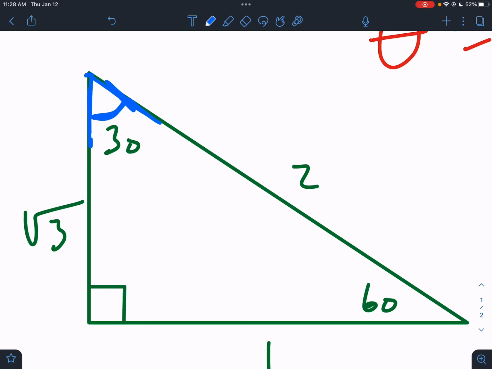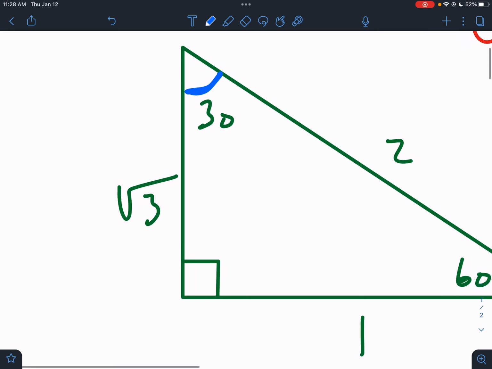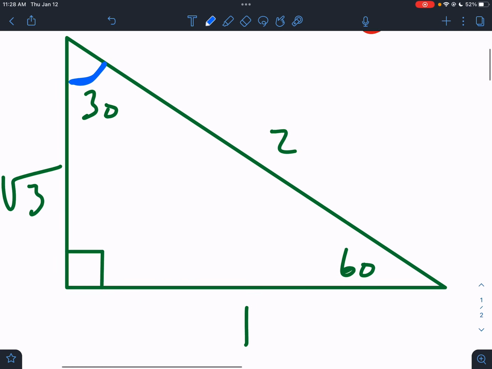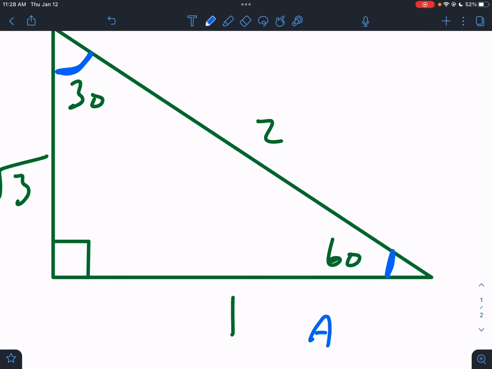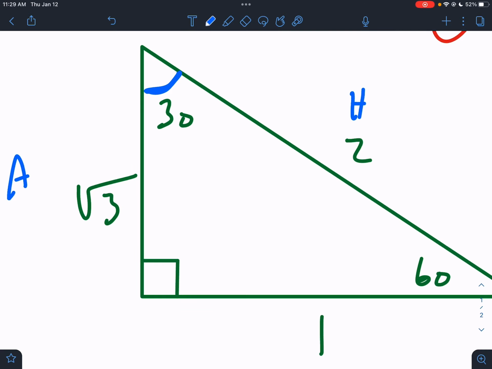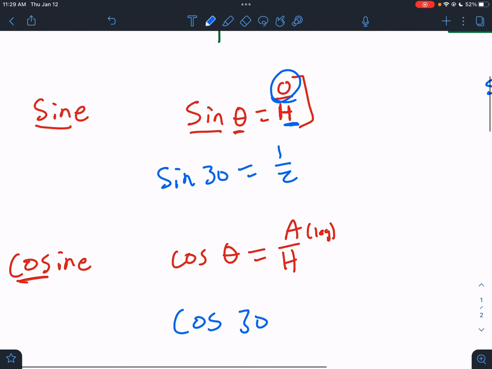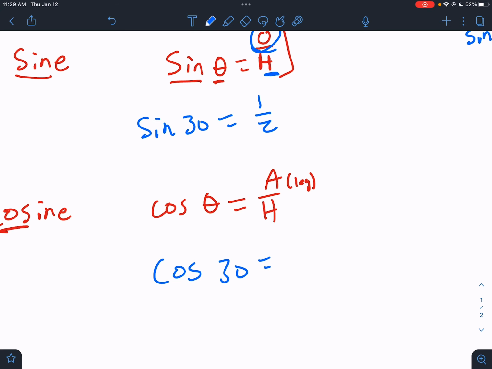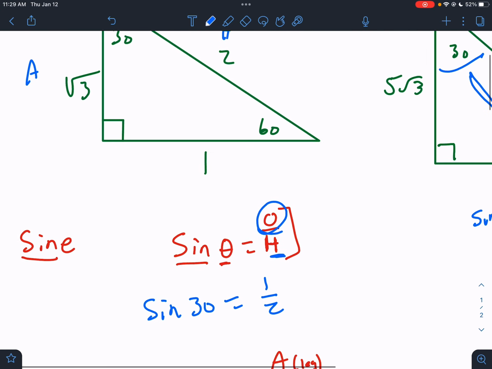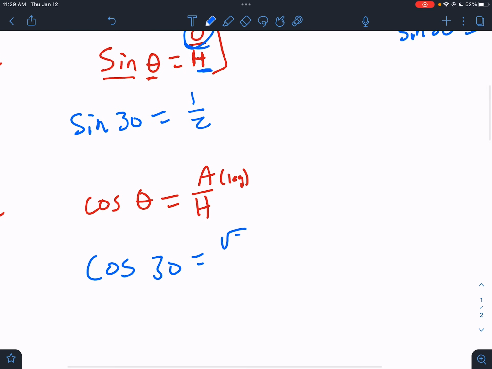So when I say adjacent, I'm always talking about the adjacent leg. This is the adjacent leg for 30 degrees. If I was talking about 60, this would be the adjacent leg to 60. It's the leg that touches the angle that you're talking about. Right now I'm talking about 30. That's the adjacent leg, and this is the hypotenuse. So if the cosine ratio is defined as the adjacent leg divided by the hypotenuse, for 30 degrees, that answer would be root 3 divided by 2.